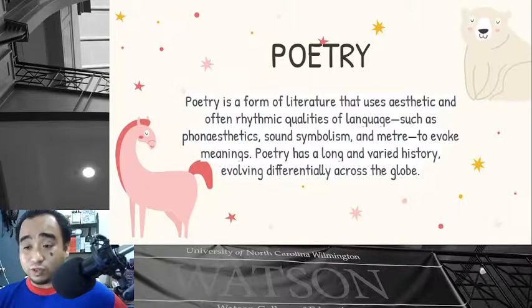So before we move on, what is poetry? Poetry is a form of literature that uses aesthetic and often rhythmic qualities of language, such as phonesthetics, sound symbolism, and meter, to evoke meanings. Poetry has a long and varied history, evolving differently across the globe.